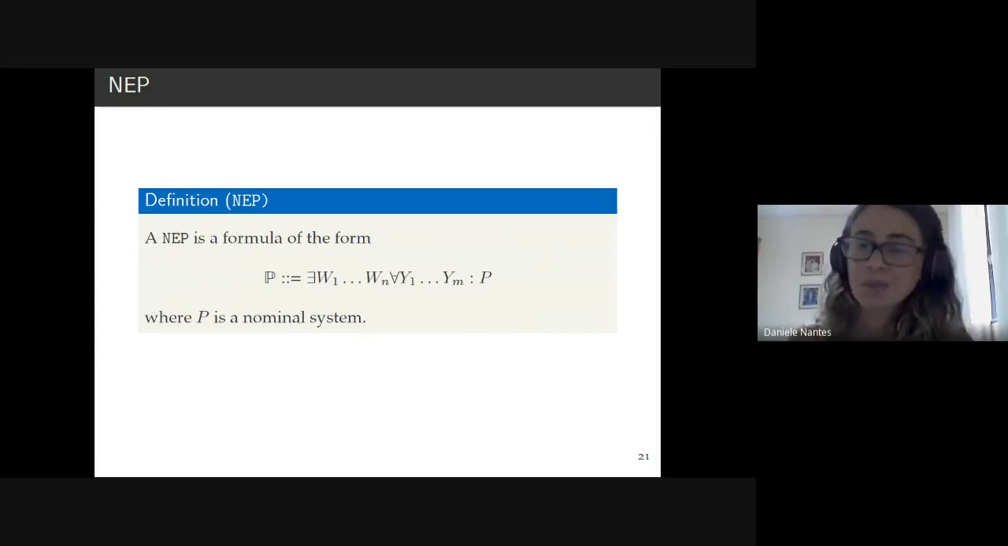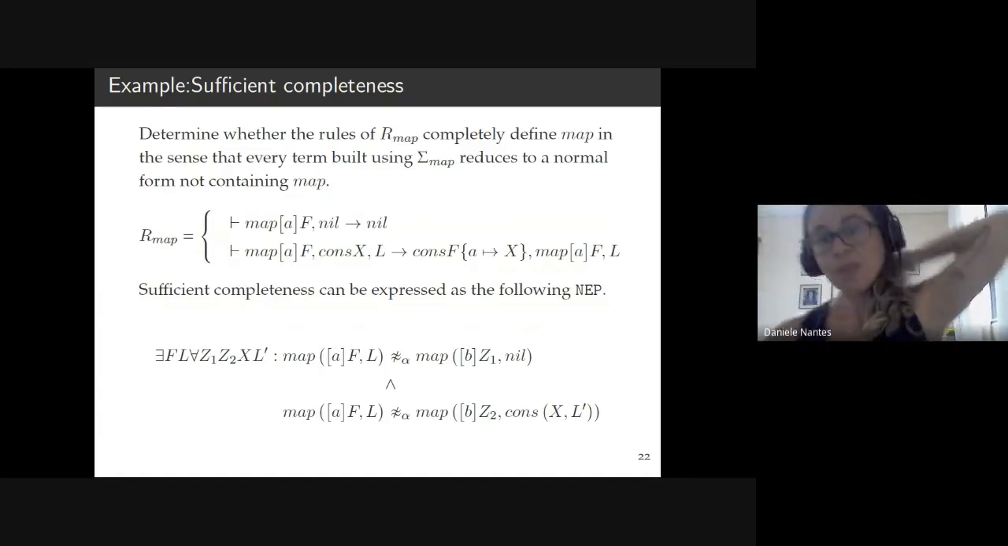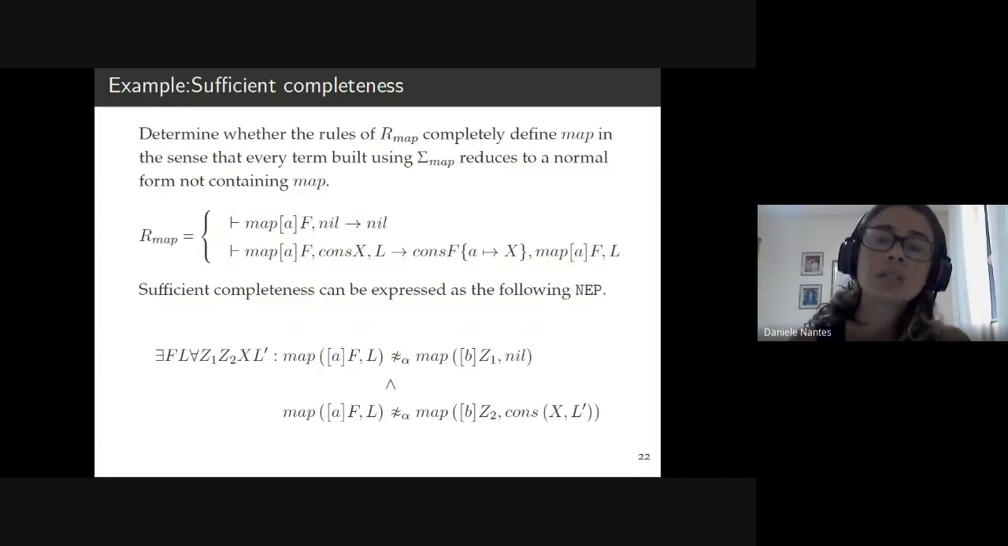It looks the same, but when you go inside the system, things start changing. So, for instance, one application. Because someone could ask me, where are you going to use this in real life? I mean, you can extend first order equations with binders, but are you going to use it somewhere? So this is one example of a problem which is called sufficient completeness. We basically want to know if the rules of map completely define map, in the sense that every term using the signature of map, which has F and has map and has cons and L, which is a list, reduces to a normal form not containing map.